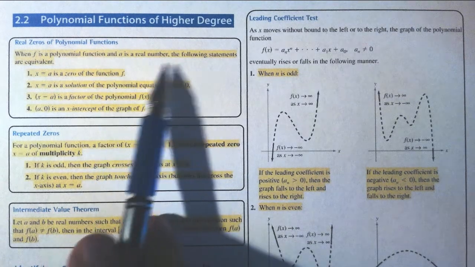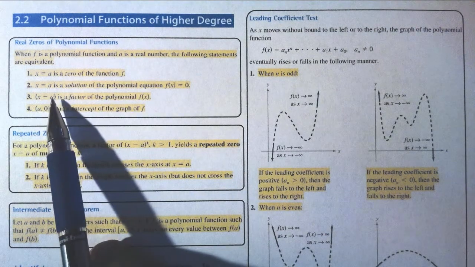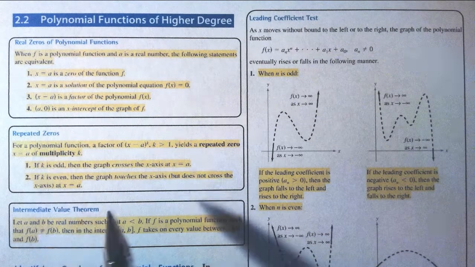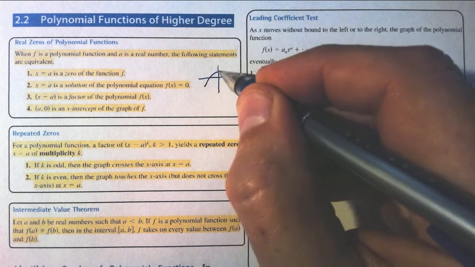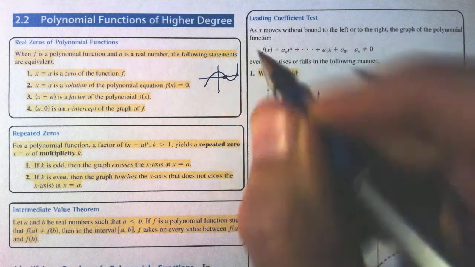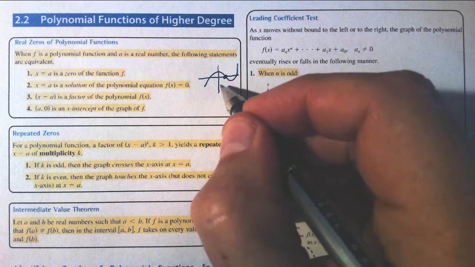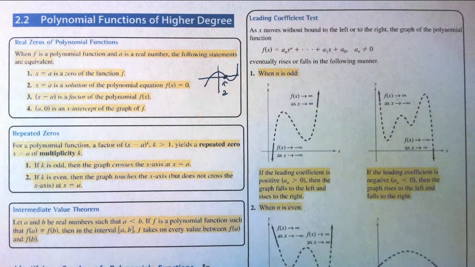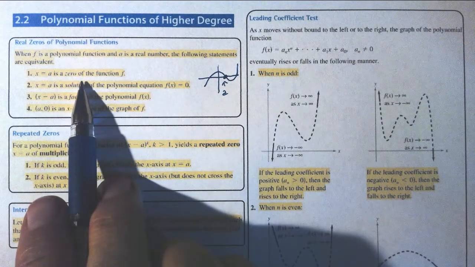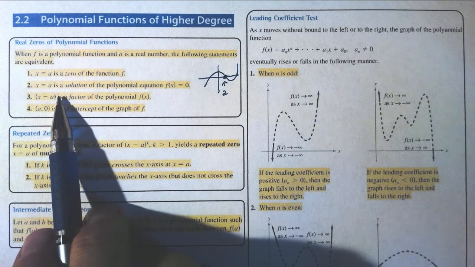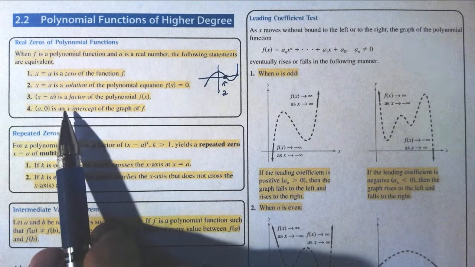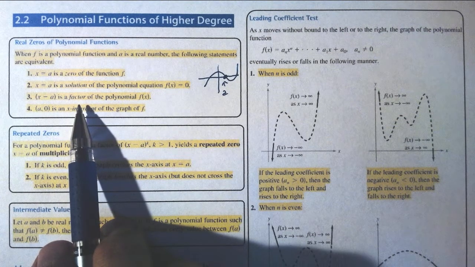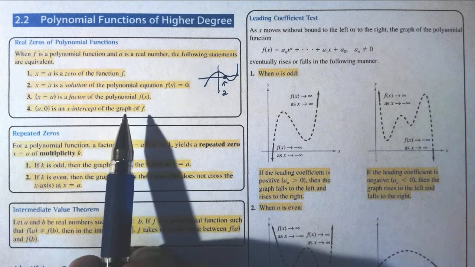Here are things that are synonymous, or basically equivalent statements. If we have a polynomial and a is a zero of the function, so x equals a is a zero, somewhere along here we have a polynomial. Right here, a is a zero. Let's say this is the x value of a. So a is a zero. That means that x equals a is a solution if we set the polynomial equal to zero. That somewhat goes without saying. x minus a, therefore, is a factor of the polynomial. And (a, 0), as we can clearly see, is an x-intercept.